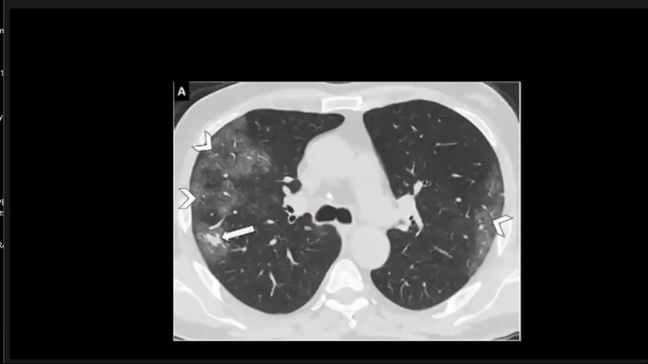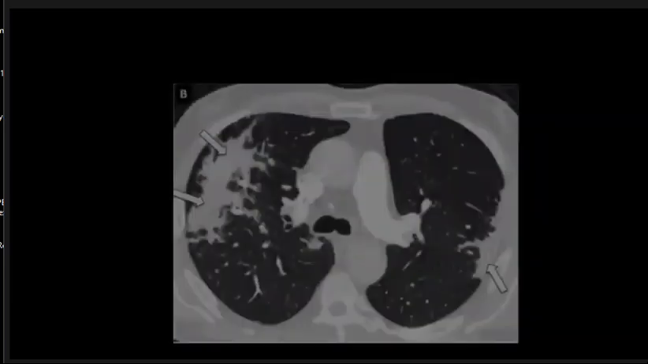This is an example of progression of COVID-19 pneumonia in a 56-year-old woman. This first image is a CT scan 10 days after the onset of symptoms. As you can see, there are peripheral bilateral ground glass opacities, as pointed by the arrow tips, and a small consolidation forming at the posterior segment of the right upper lobe.